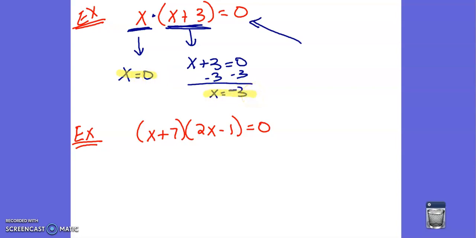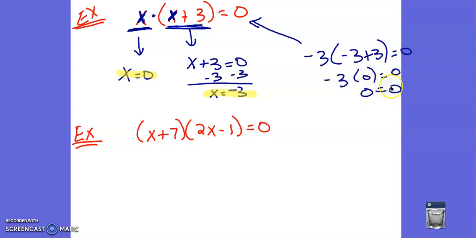And again, if you substituted 0 back into the equation, it would give you 0. If you substituted negative 3 right here and right there, so that would be negative 3 times negative 3 plus 3, you would get 0. 0 does equal 0. So this works, and so does this. So you can literally check them, what will make it 0.